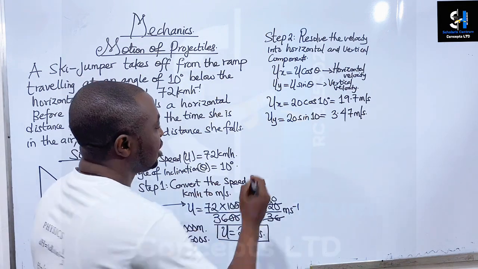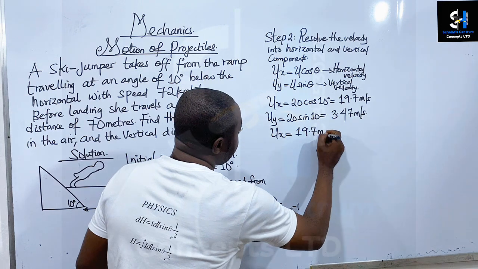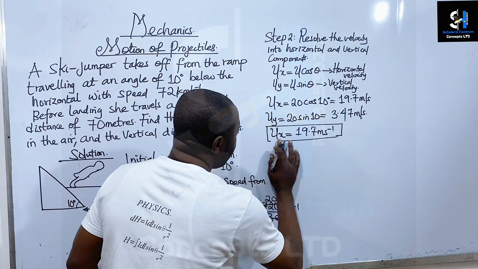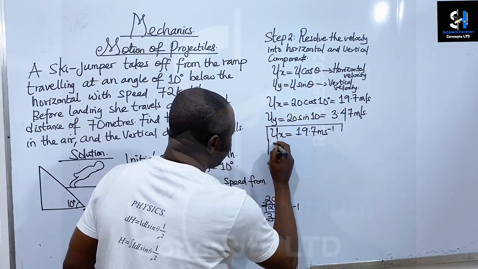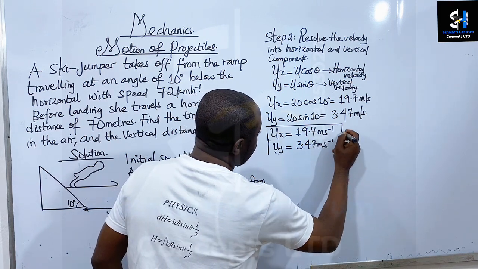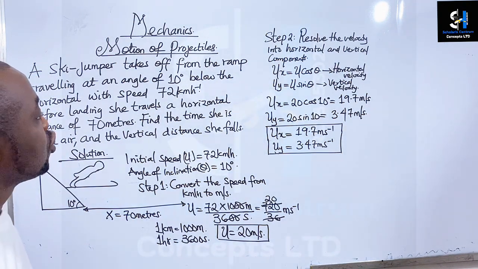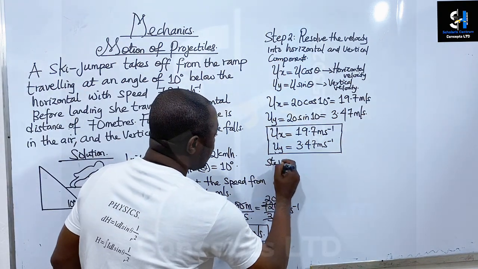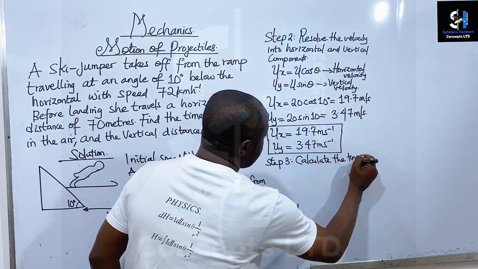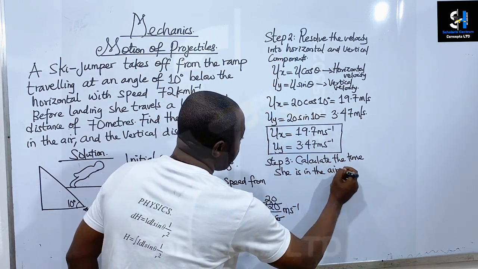So now we know that the horizontal component, that's the horizontal velocity, is 19.7 meters per second. Then the vertical component of velocity, uy, is 3.47 meters per second. Now it's getting interesting. Step three will be for us to calculate the time she's in the air. So it's now getting clearer.